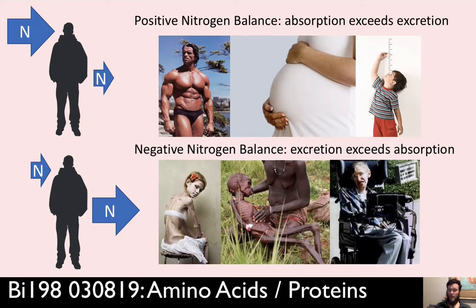All right, so this balance between nitrogen intake and nitrogen output can be disrupted. For example, a person can be in positive nitrogen balance. That means your body consumes more nitrogen than your body is losing through the urine and feces in a day. So what are some examples of people who might be in a positive nitrogen balance?